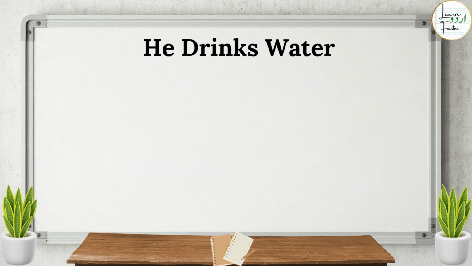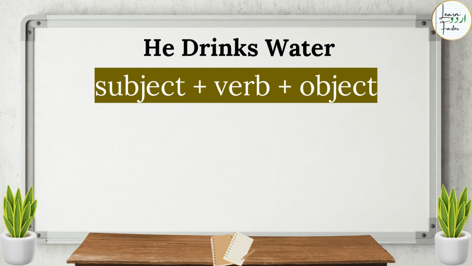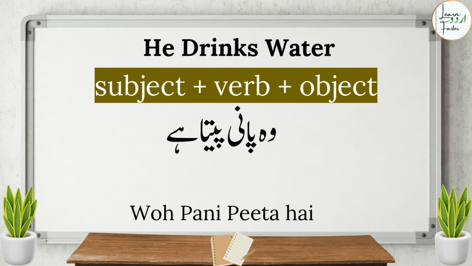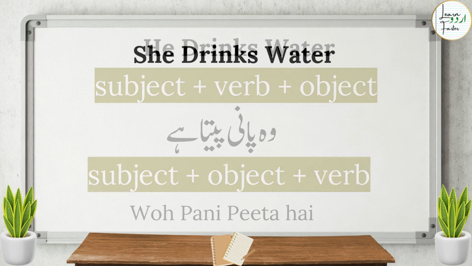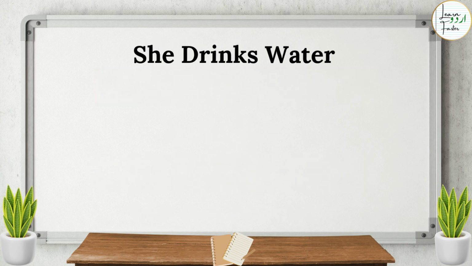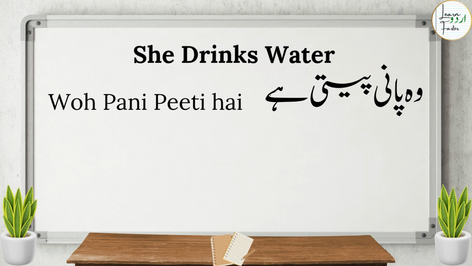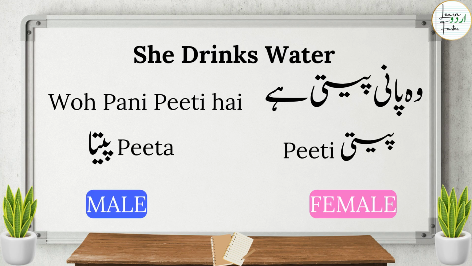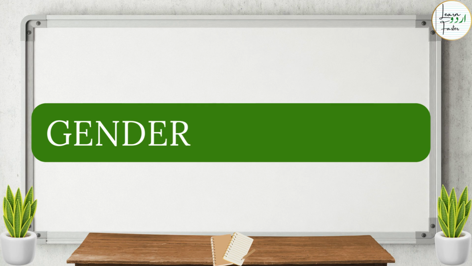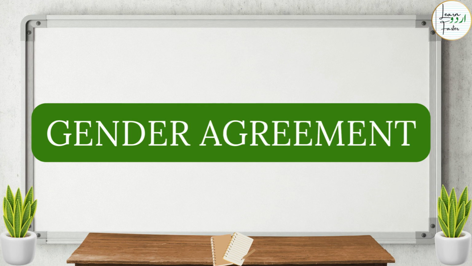Here are some examples. In English, he drinks water follows the structure subject plus verb plus object. Now in Urdu, wo pani peeta hai follows the structure subject plus object plus verb. Next is, she drinks water. This Urdu sentence is, wo pani peeti hai. Did you hear the difference? Peeta for male, peeti for female. That's one of Urdu's little secrets. The gender of the speaker affects the word ending. Don't worry, we'll later discuss this gender agreement in this video too.